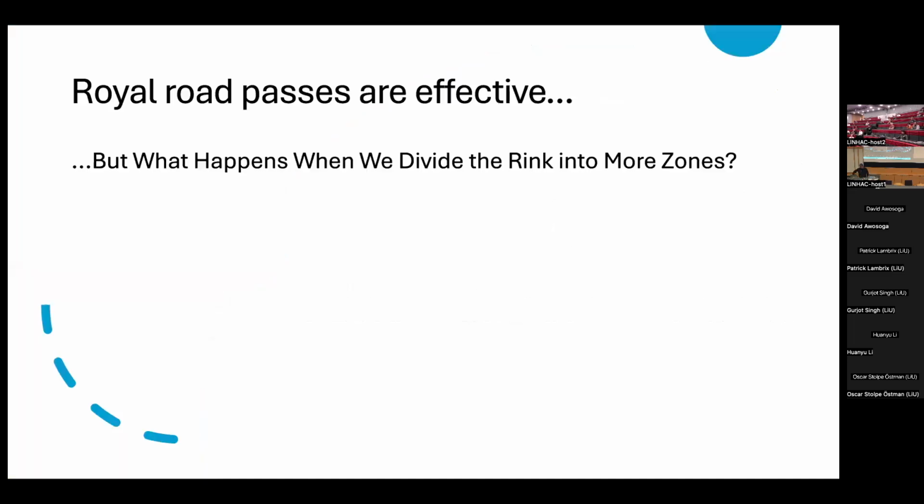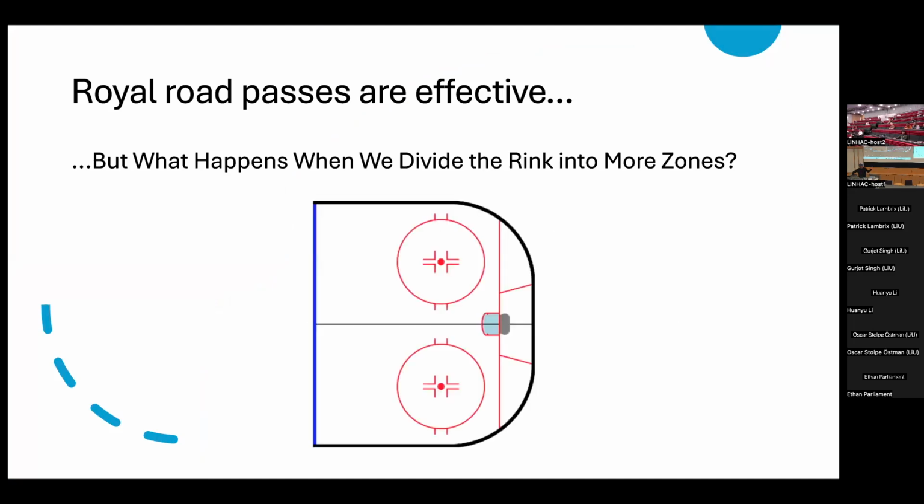To start off, we all know that Royal Road passes are effective in the game of hockey, and that's what inspired me to do this paper. This is a simple visualization of the Royal Road. Passes that cross this line are an effective way to score goals in hockey.